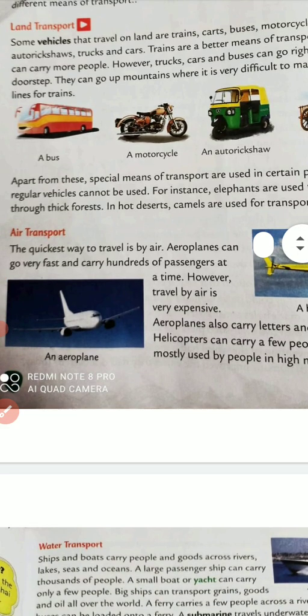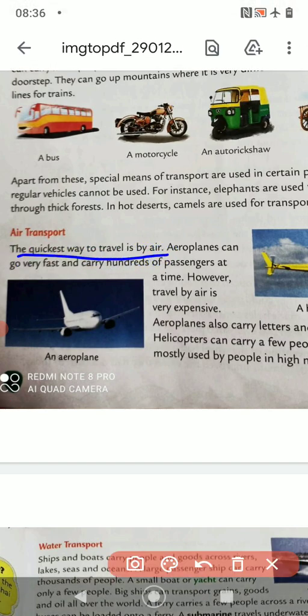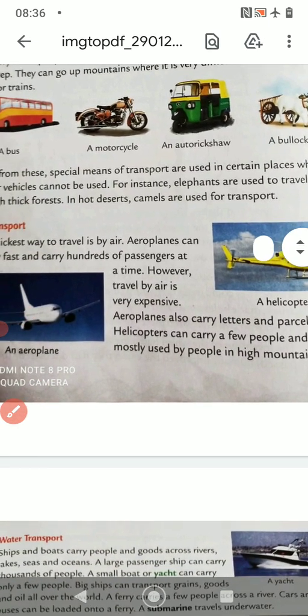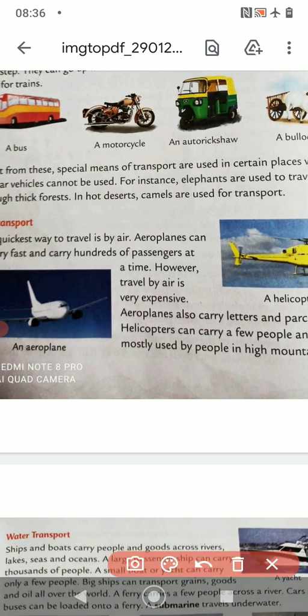The quickest way to travel is by air. Children, you have to underline, the quickest way to travel is by air. Aeroplanes can go very fast and carry hundreds of passengers at a time. However, travel by air is very expensive. Children, here I'm going to tell you about the aeroplane and also about the helicopter. Here you see there is one aeroplane, and there is a helicopter.